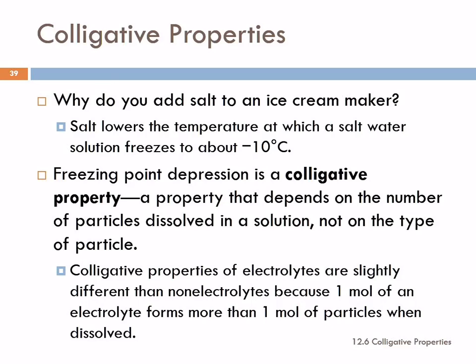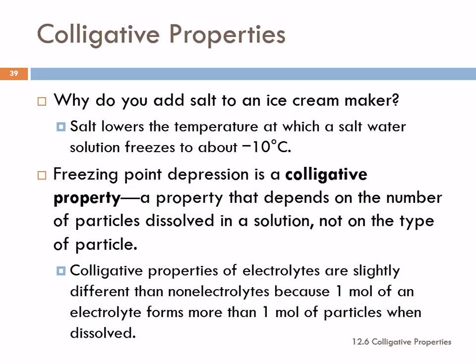Colligative properties depend on the number of particles that are dissolved. They don't depend on the type of particle. So this is kind of an odd set of properties, because usually, properties depend on what kind of substance you have dissolved.